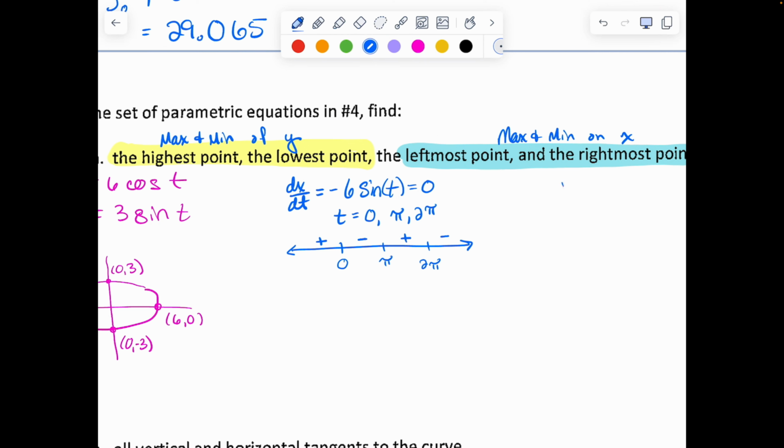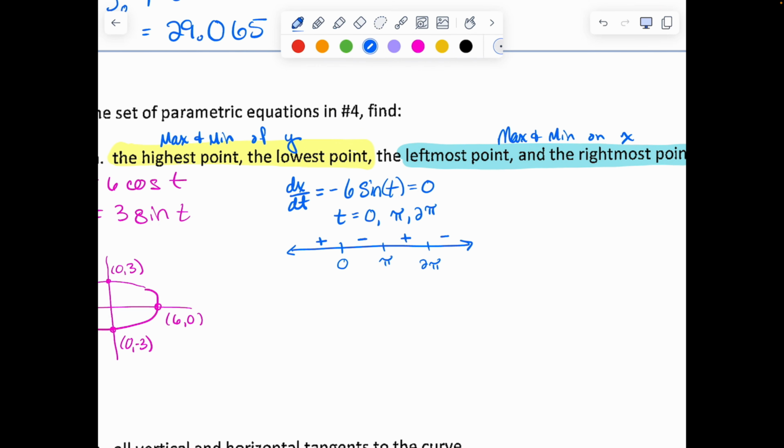I could also use my knowledge of a sine graph. -6 sine, instead of going up, goes down. So it looks like this, right? And so these were positive, these are negative, and then these are positive, and then these are negative. So if I use my knowledge of what a sine curve looks like, I can know that without having to plug things in. It'll save me a little bit of time.